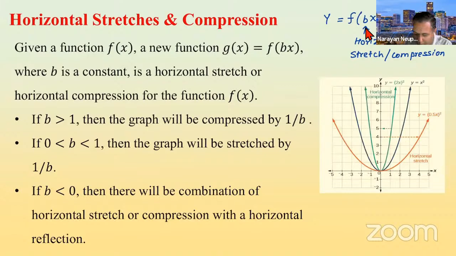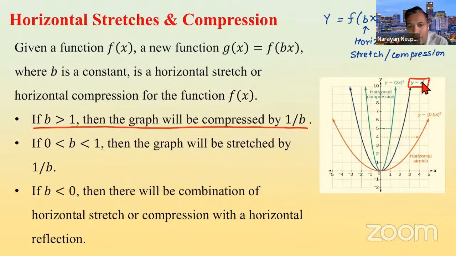If b is greater than 1, then the graph will be compressed by the factor 1 over b, the first bullet point here. Or you can also look at the graph here. Our main function here is y equal to x squared. And if I do 2x in place of x, you can see it is multiplied by the number 2, which is greater than 1. And what we see is the graph gets closer to the y-axis. That means the graph gets compressed. When we multiply by 2, there is a horizontal compression.